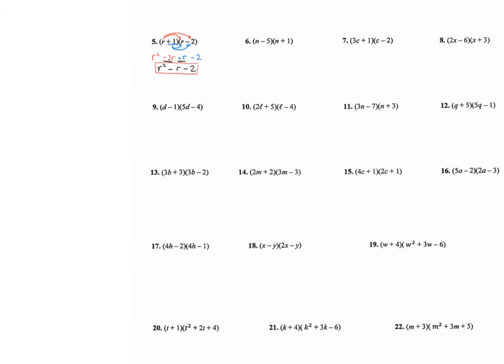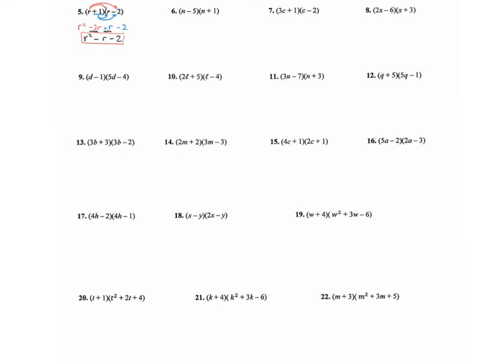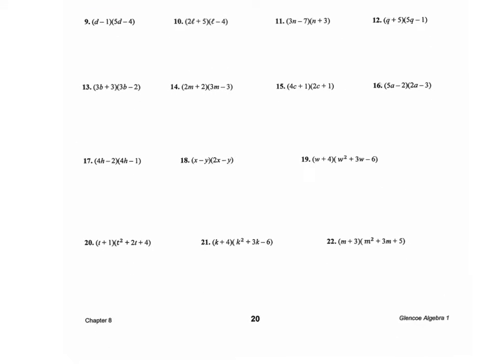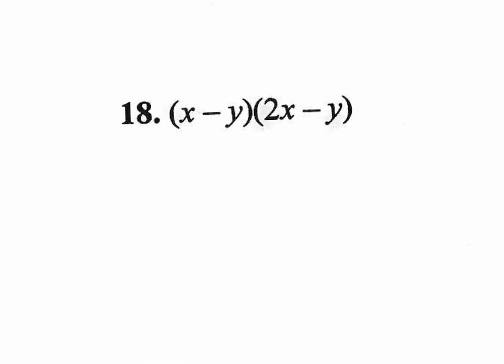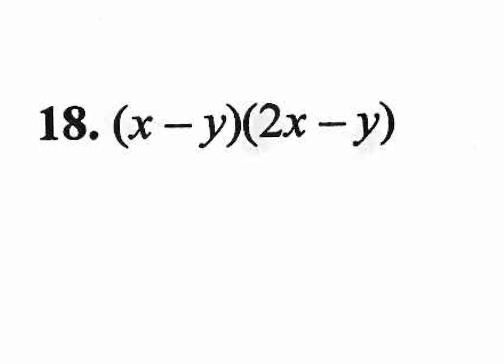Which one? How about 18? 19. 18 is interesting because it has 2 variables. You guys want to try 18 and 19? 18 has 2 variables. So let's do that. That's a little different. So if I go x times 2x, what do I get?